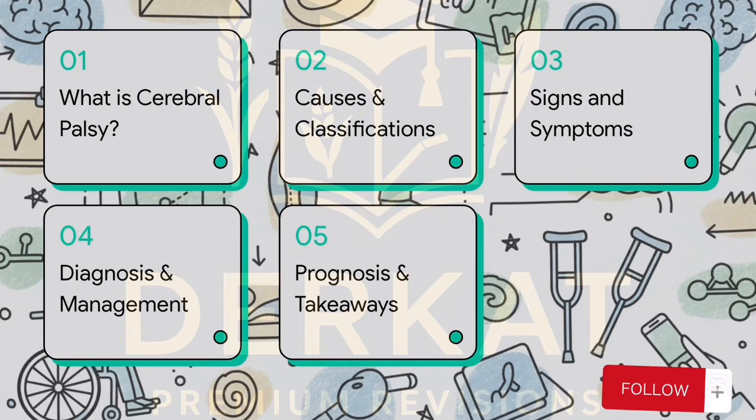So here's our roadmap for this explainer. We'll start with that core concept, then we'll move through the causes and the different types. After that, we'll look at the clinical signs, talk about diagnosis and management, and then we'll finish up with the prognosis and some really high-yield takeaways.